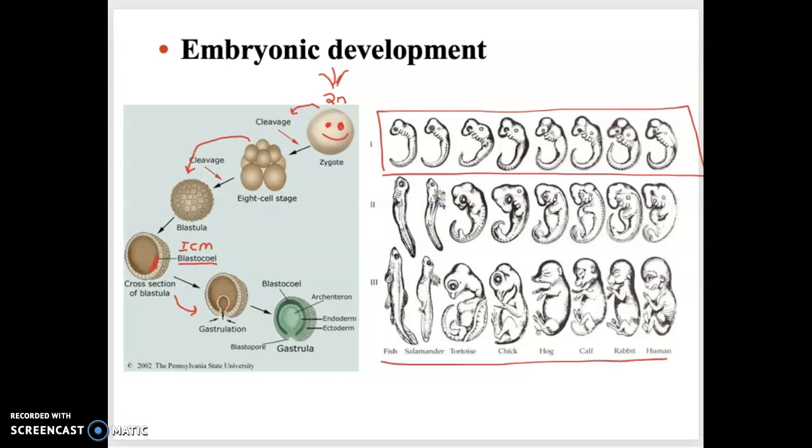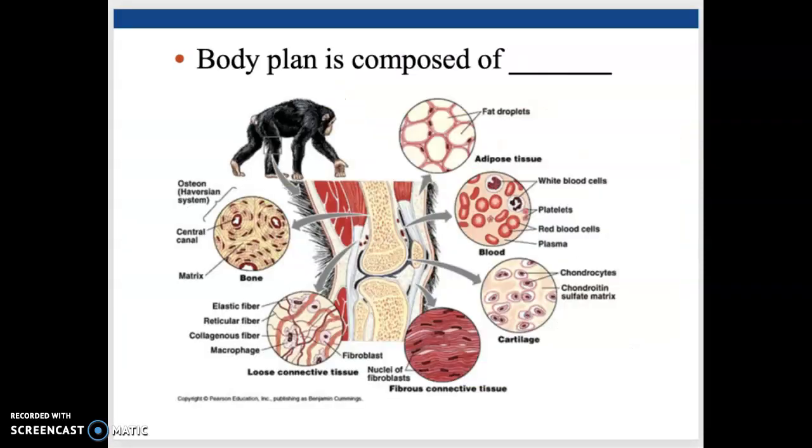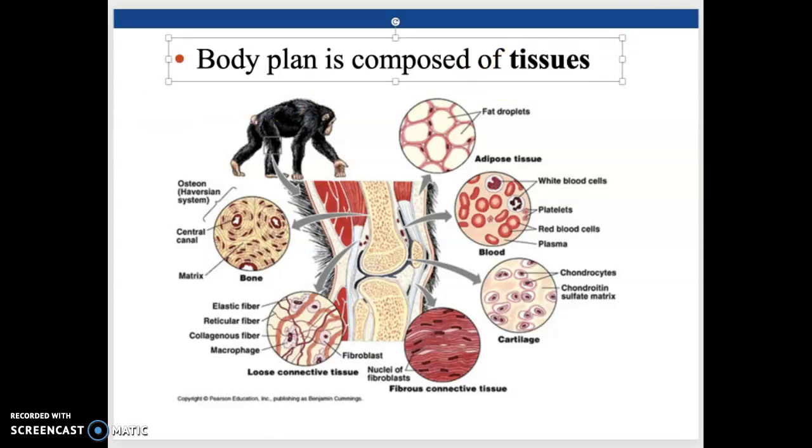So, all right, another big feature of animals when we look at them: the body plan is composed of tissues. The animal body is made up of tissues, specialized cells working together to create a tissue. Tissues work together to create larger structures. We go to the organ. Organs create organ systems, and you build up the body of the animal that way.